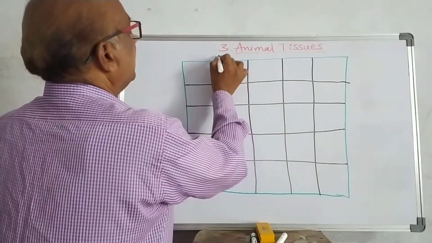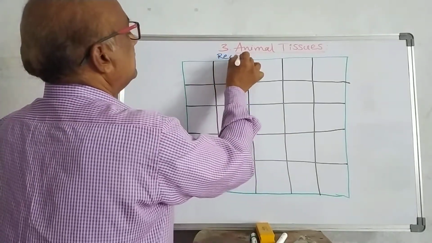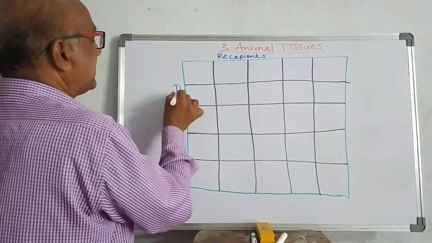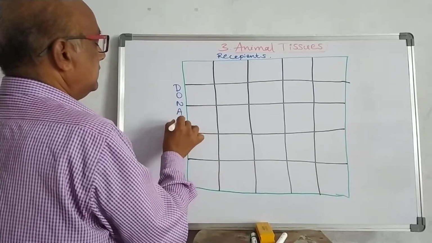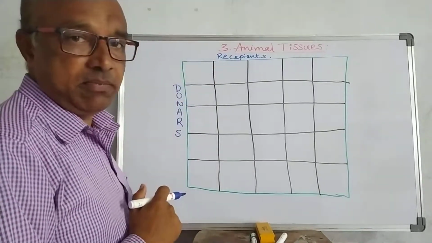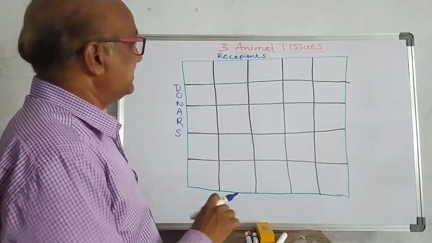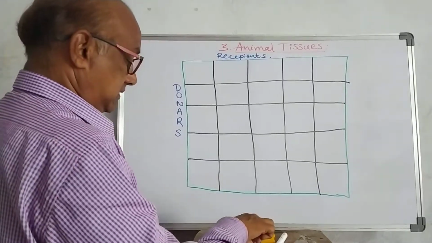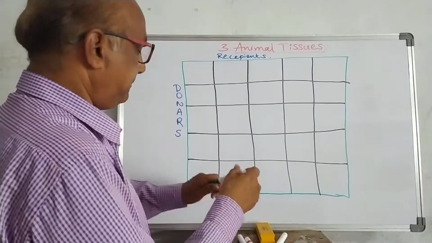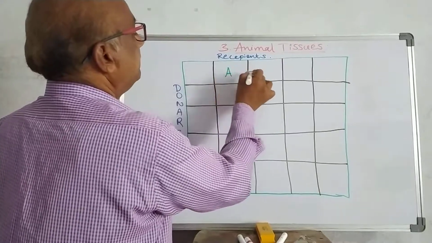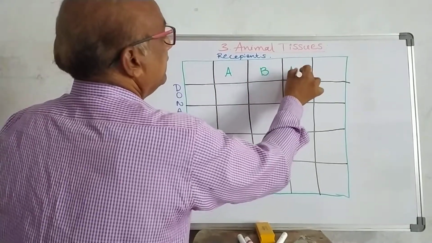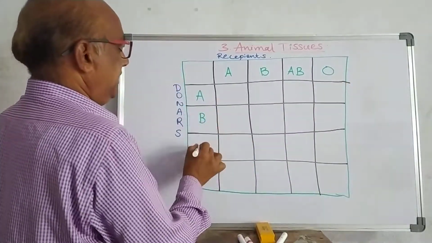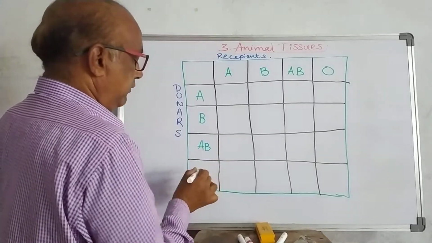So these are the recipients and these are the donors. The person who is receiving the blood is called a recipient, and the person who is donating the blood is called a donor. Okay. So blood groups A, B, AB and O. Here A, B, AB and O.